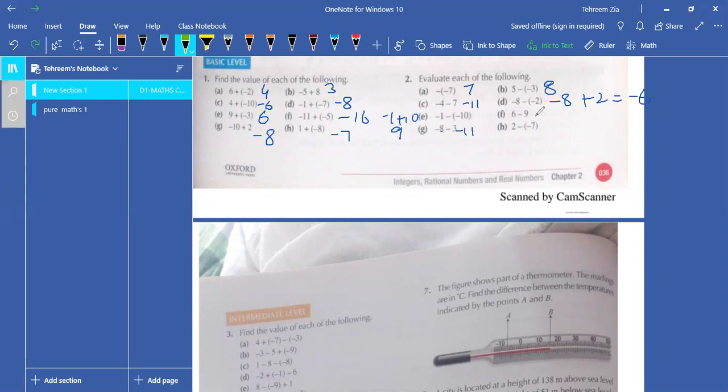6 minus minus 9 is 2 minus... minus 3. Oh, minus 10. Okay. 2 plus 7, it would be 9.